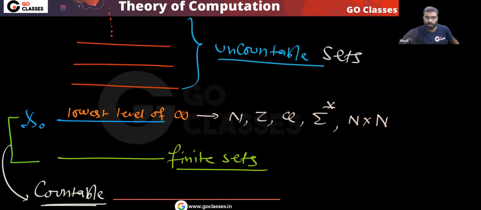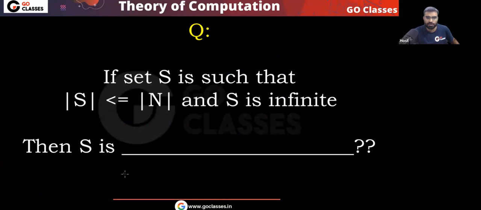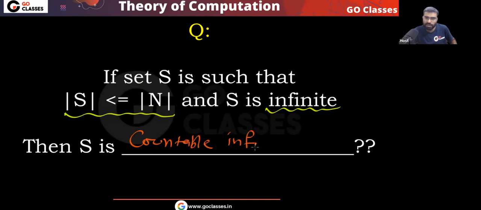So anyway, now let's see this question. Tell me the answer. If S is a set such that cardinality of S is less than or equal to cardinality of N, and S is infinite, then what can you say about S? S is countable infinite. Yes or no? This type of set is countable infinite. Very good. Excellent.